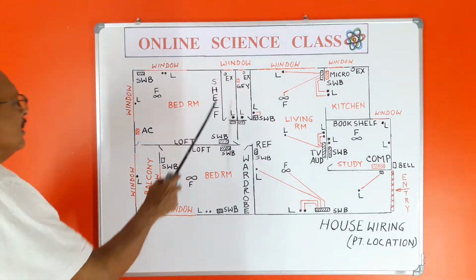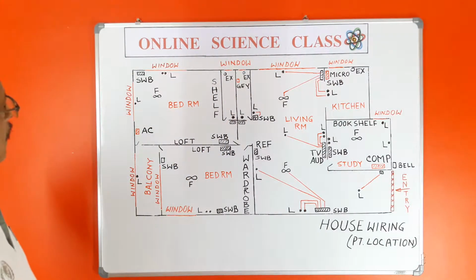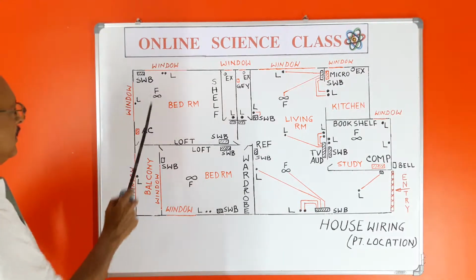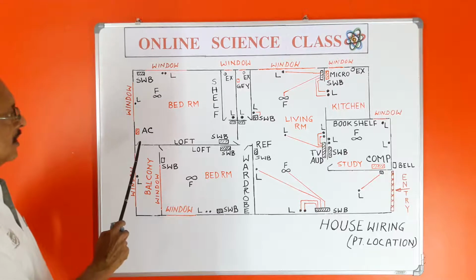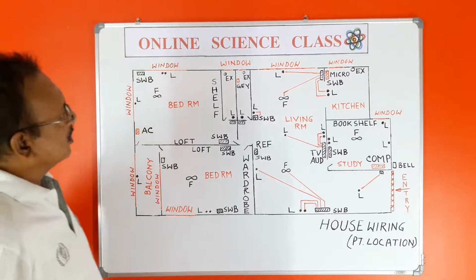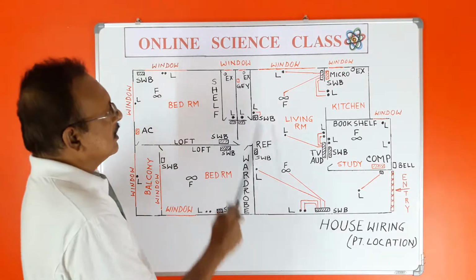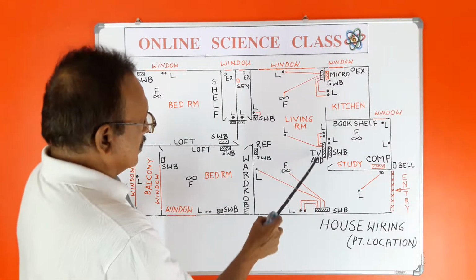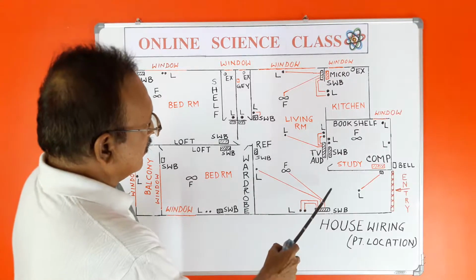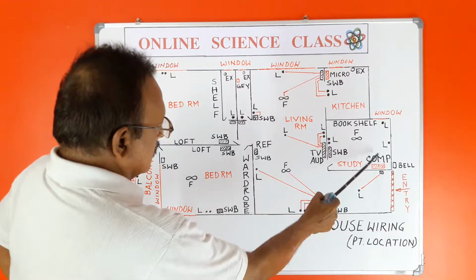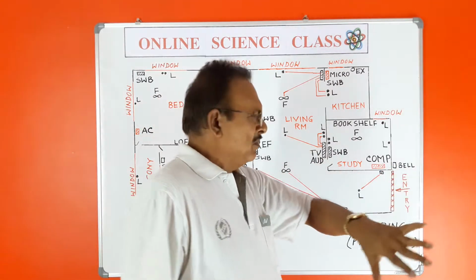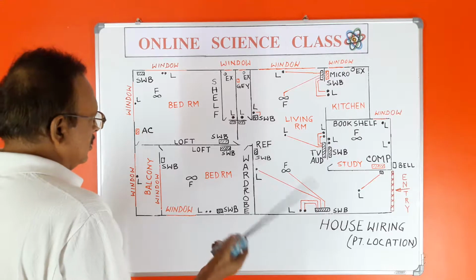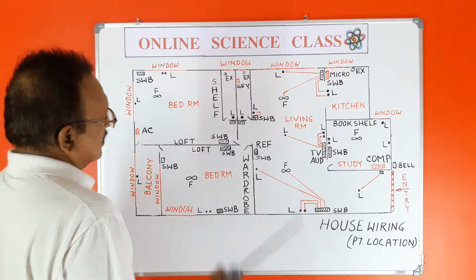For example, say this bedroom. And let me give the abbreviations. L for lamp, F is fan, AC is air conditioner, EX means exhaust fan, GUI that is geyser, micro means micro oven. This is TV audio system. Then CMP means computer with printer, etc. SWB is switchboard, which I have told. REF is the refrigerator.